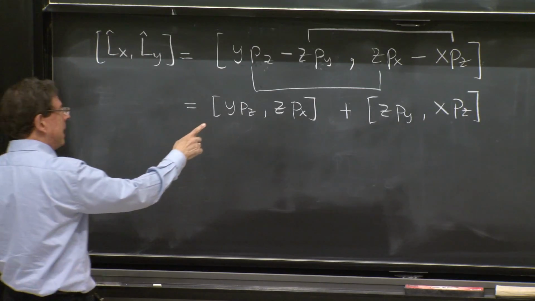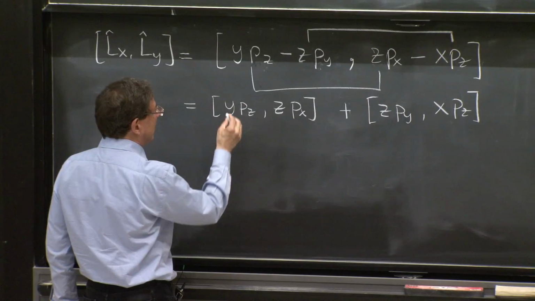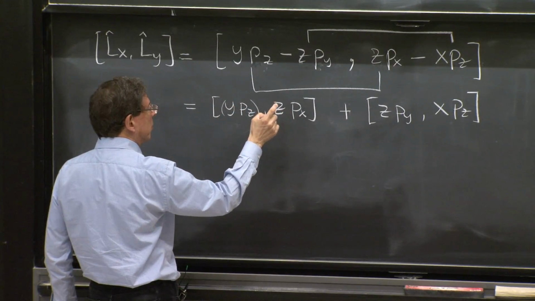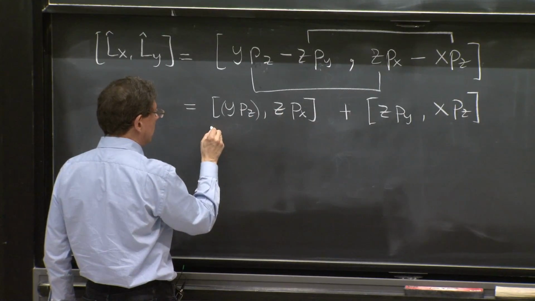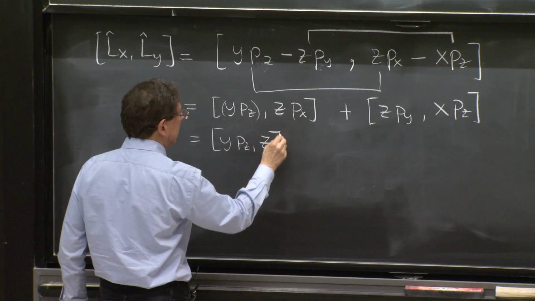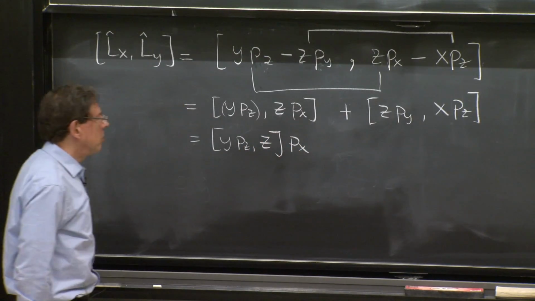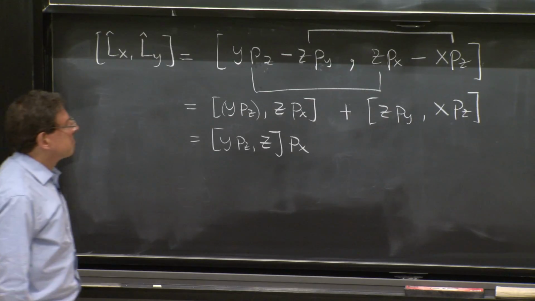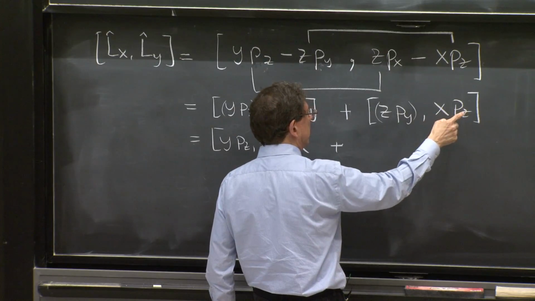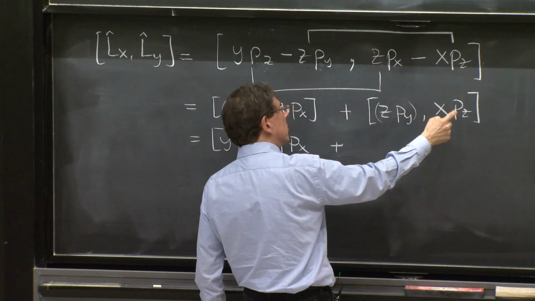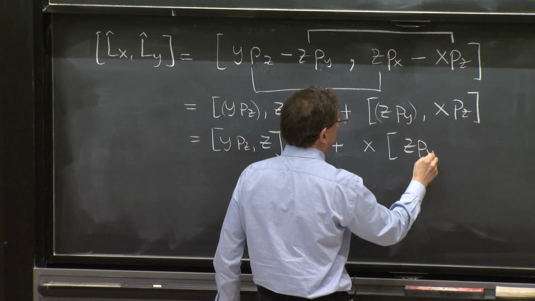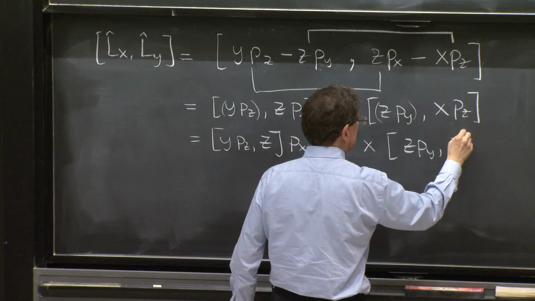Well, you can start peeling off things. You can think of this as a single operator with this too, and it will fail to commute with the first, so you have y pz z px. That's all this commutator gives. And the same thing here. This fails to commute just with pz, so the x can go out, x z py pz.